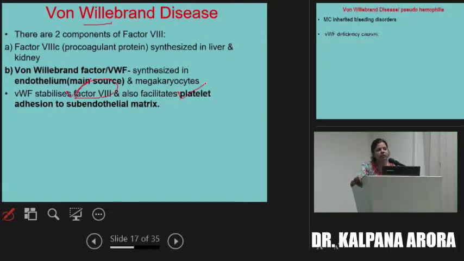So how will this disease present? This is a unique disease. In this, there would be a deficiency of factor 8, and plus there would be a defect in the platelet function also. So both of these deficiencies would be seen. This von Willebrand disease is known as pseudo-hemophilia also, because in this you see a component of factor 8 deficiency.